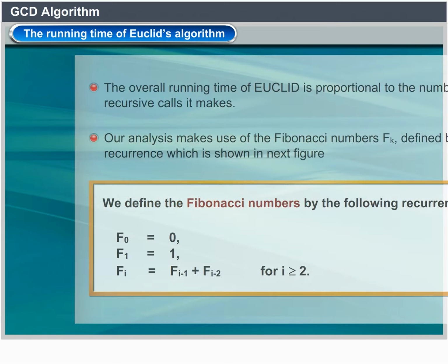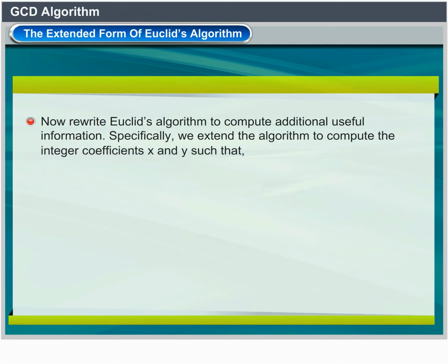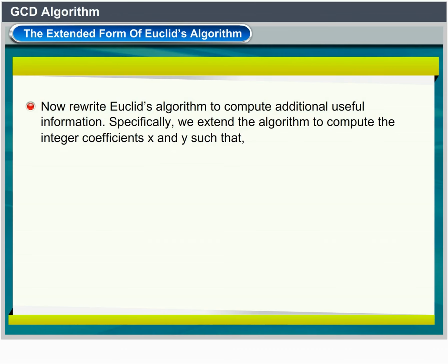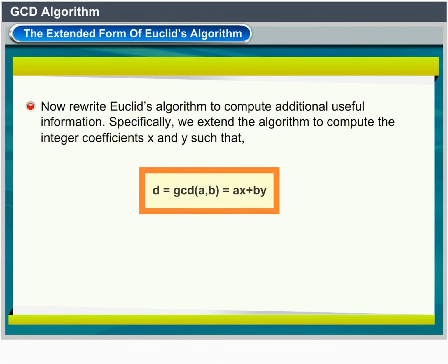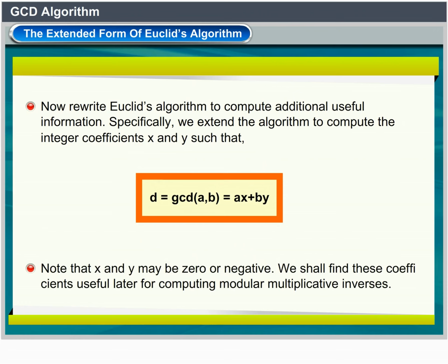The extended form of Euclid's algorithm. Now rewrite Euclid's algorithm to compute additional useful information. Specifically, we extend the algorithm to compute the integer coefficients x and y such that d equals GCD(a, b), which equals ax plus by. Note that x and y may be 0 or negative. We shall find these coefficients useful later for computing modular multiplicative inverses.